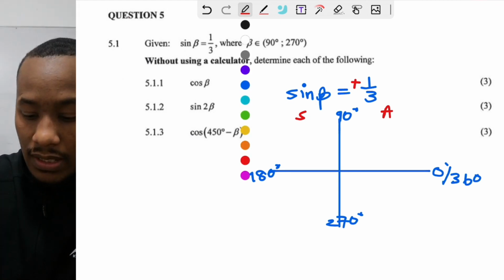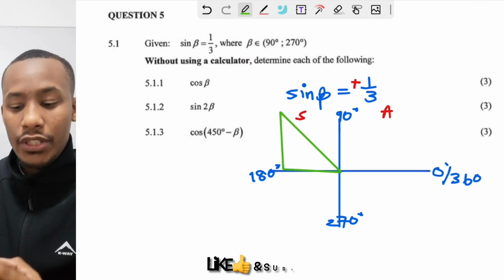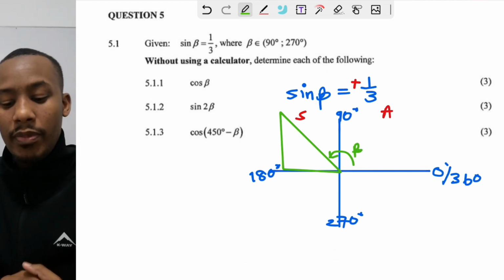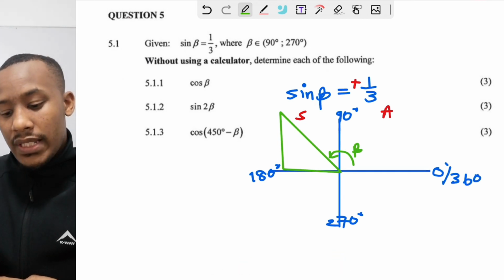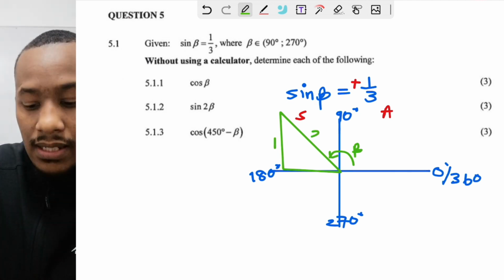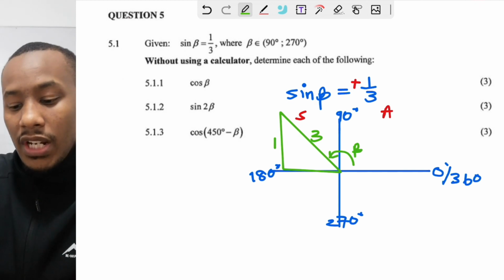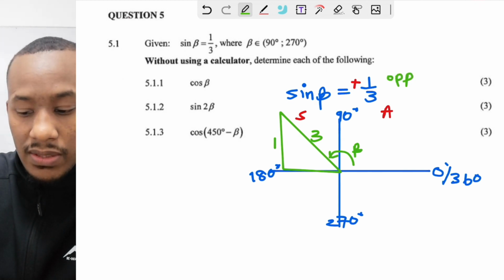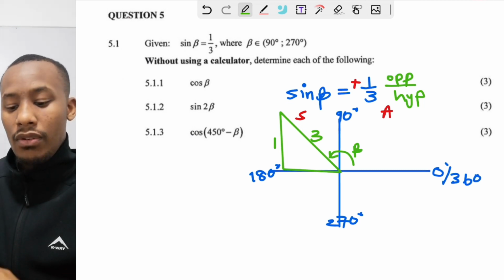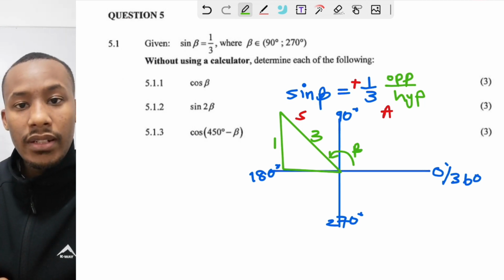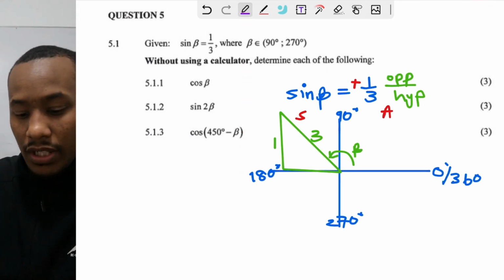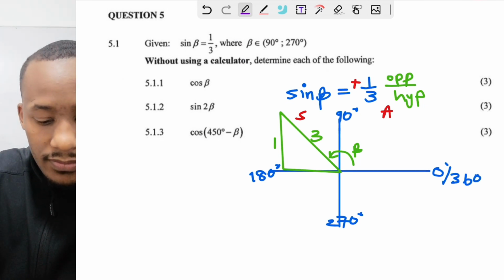I'm going to go ahead and draw a triangle. Now, let's make our obtuse angle over here. That's beta. The ratio for the triangle will be 1, that's our opposite, and 3, the hypotenuse, because the ratio for sine is opposite divided by hypotenuse. Now, to find this adjacent value, we're going to make use of Pythagoras. I'll do the calculation over here.